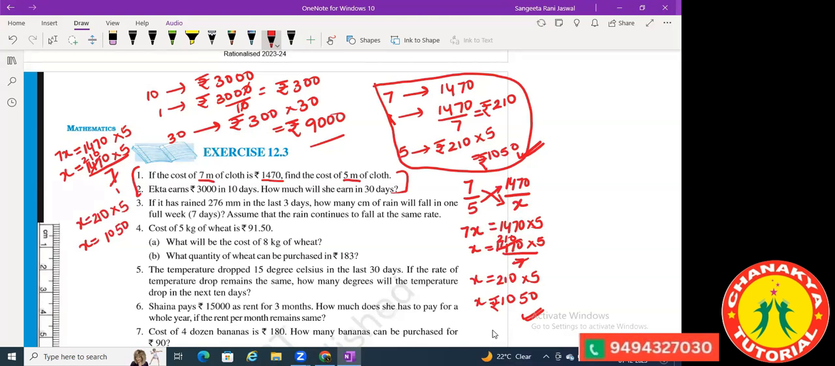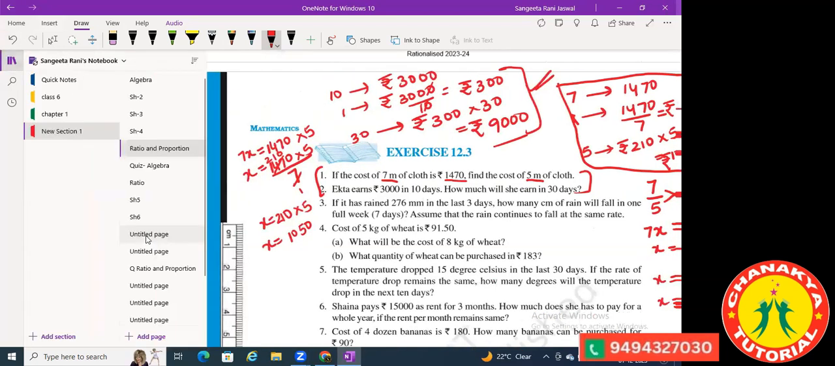Now, children, I'll show you the other question which we did. Ekta earns rupees 3,000 in 10 days. This question also I will show you with the proportion method. You understood with the unitary method, no? We did that here. Now I'll show you the same question with the proportion method also.